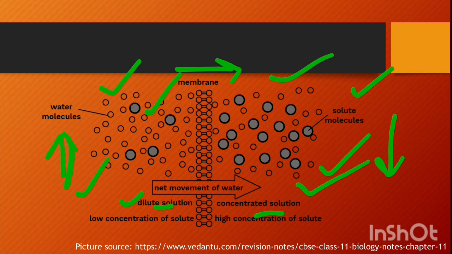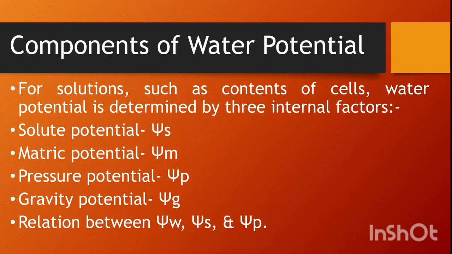Here the water potential is more and on this side the water potential is less. So finally the movement of water occurs from this side to this side. Here is a low concentration of solute because more water molecules are present. Here is a high concentration of solute because water molecules are present in less amount.